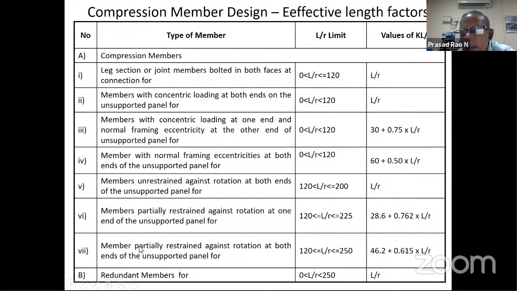Similarly, when I have both sides restrained, that means I have two bolts on both sides. That means your effective length will reduce further, that is, the buckling length will reduce. So there you can have more capacity. That is 46.2 plus 0.615. This I will show you in curve form. That will be better understanding, and it will be useful.